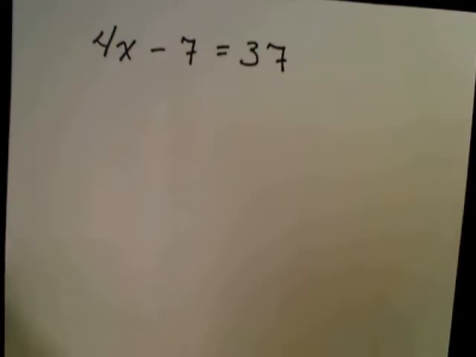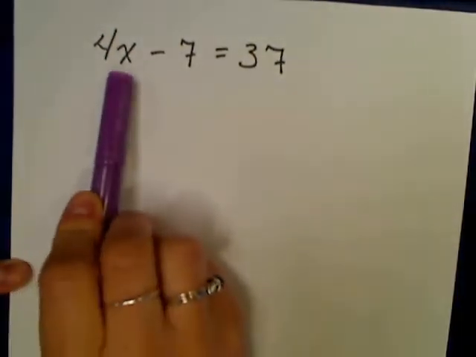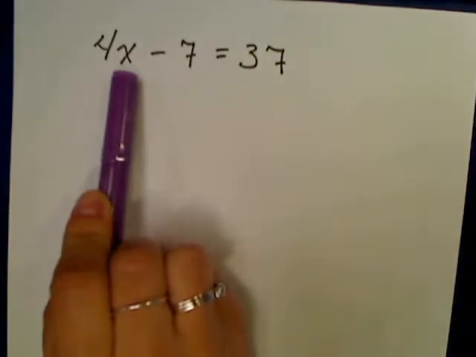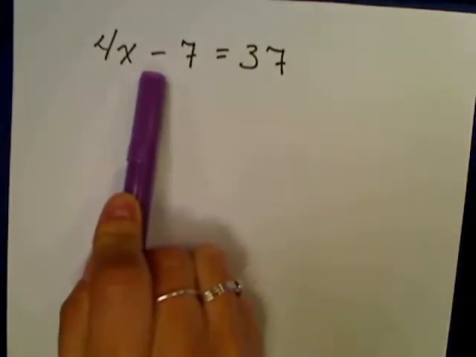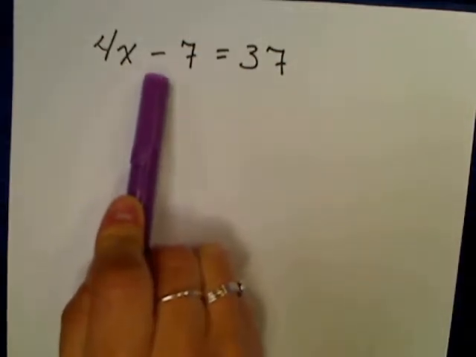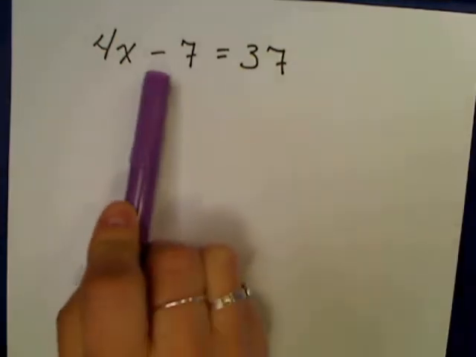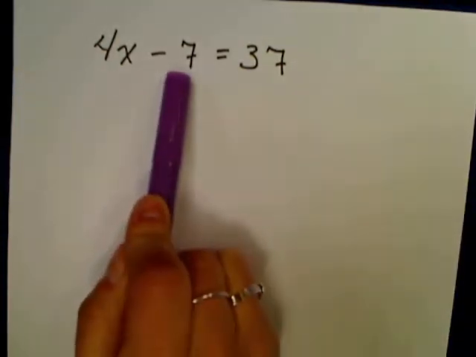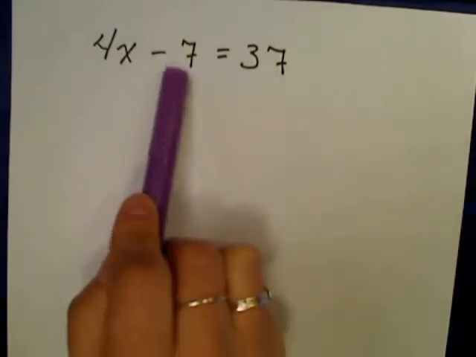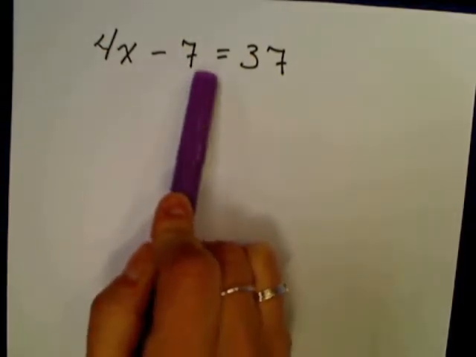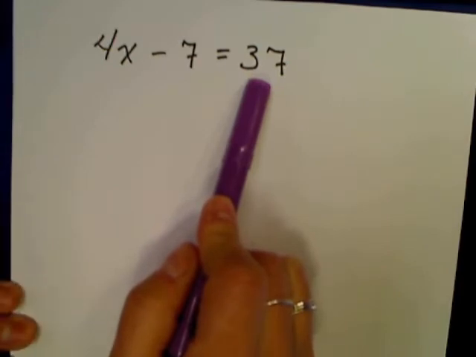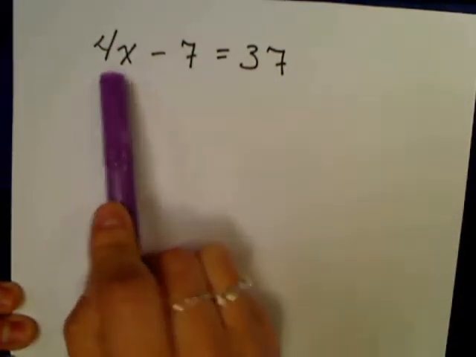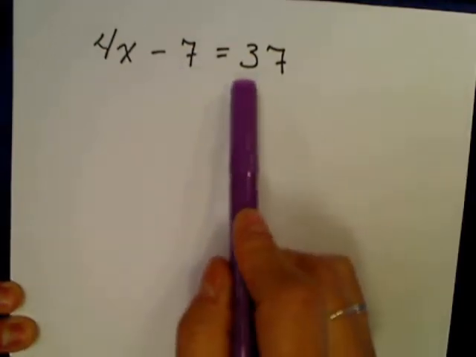The first term is 4x because it's 4 times x. That's that product. Then it's minus. Well, we said separated by addition. Correct, but remember, subtracting is the same thing as adding a negative. So this is really adding a negative 7. So our second term is negative 7. The equal sign stops that term, and then on the other side we have one term, 37. So we have 4x is one term, negative 7 is the second term, 37 is the third term.